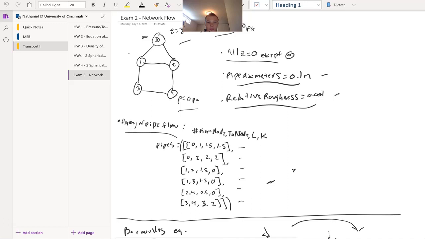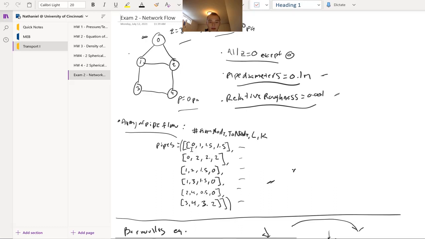We can see that right here, node 0 will be at 30 meters, and we'll have the pressure at 200,000 pascals. All the elevations will be 0 except for node 0, which will be 30 meters, which I outlined right here. And then we will also have all pipe diameters 0.1 underlined here, and then we also have our array of our pipe flow, which is what it's going to look like when we actually hard code it out.